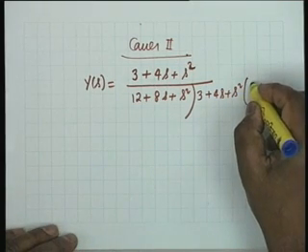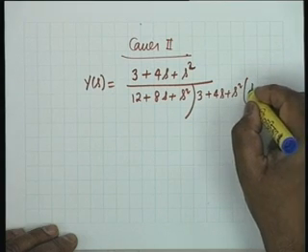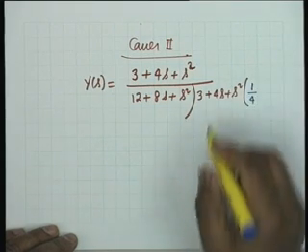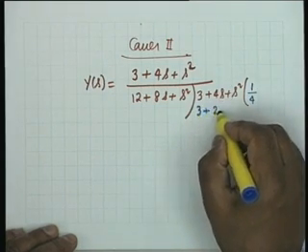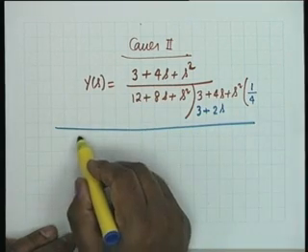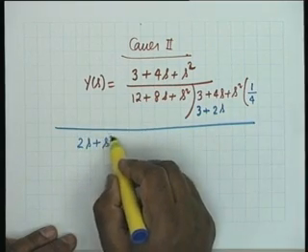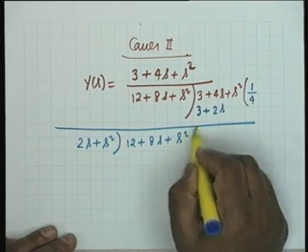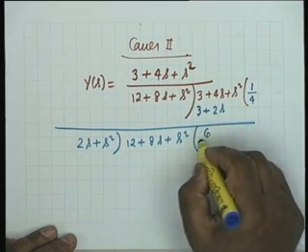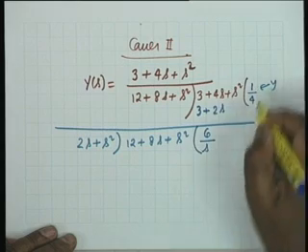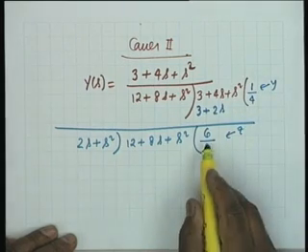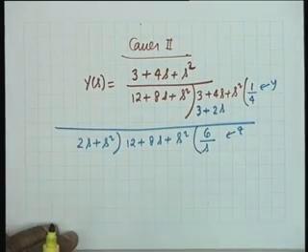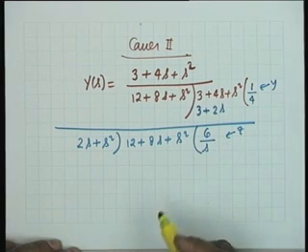The first quotient would be 1/4. Is that correct? 3 plus 2s. This would be 2s plus s squared over 12 plus 8s plus s squared. So you get 6 divided by s. This is y, this is z. It has to be, because this will be a series capacitor.